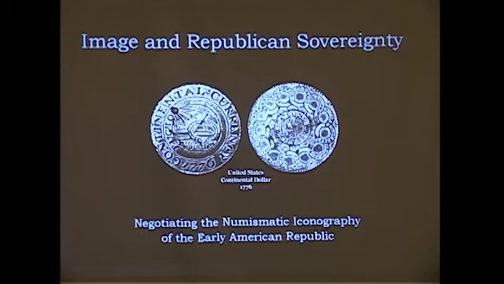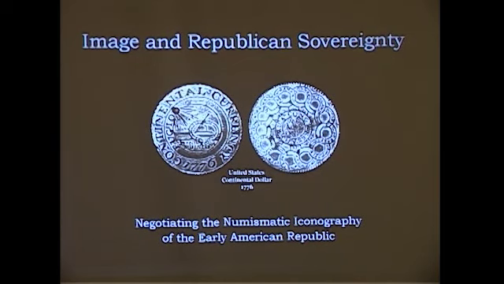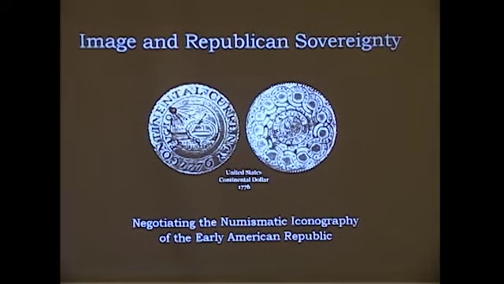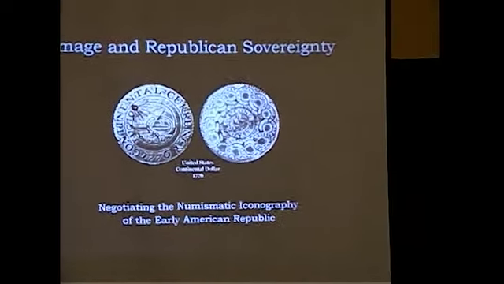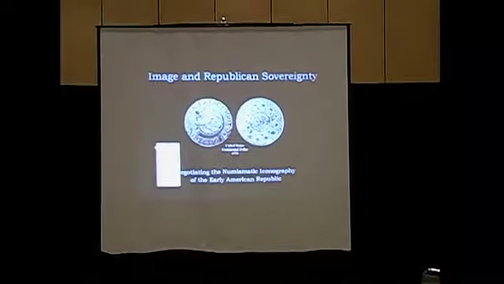This was an intriguing thought, and it led me to do some further research, and eventually I put this paper together that the lecture is based on today. It's entitled Image and Republican Sovereignty: Negotiating the Numismatic Iconography of the Early American Republic.